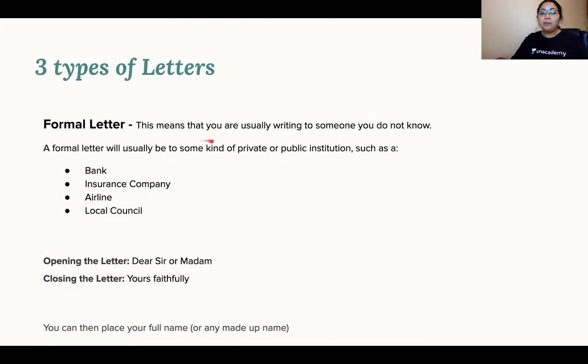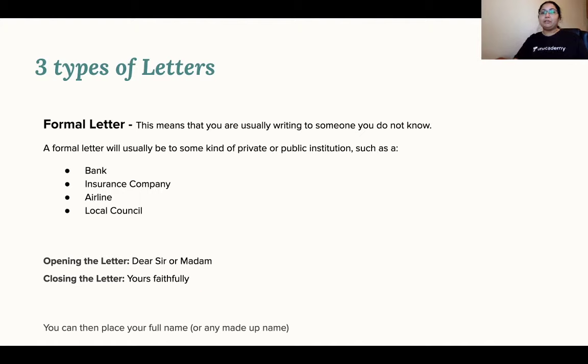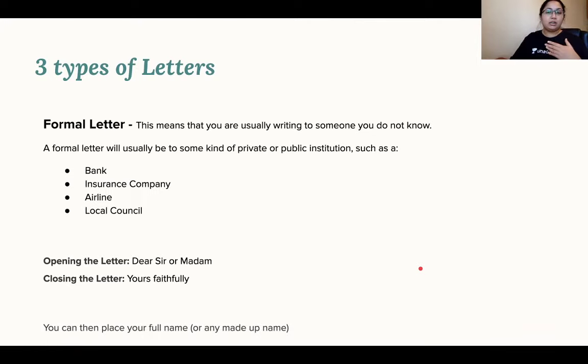You start a formal letter with the opening "Dear Sir or Madam," and close the letter with "Yours faithfully." "Yours sincerely" also works. You can also do that. So "Yours faithfully," and then you can place any made up name, like you can say, "Thanks John," "Thanks Tim," things like that. Right? So this is your formal letter, and you need to have a proper opening and closing, followed by the content.